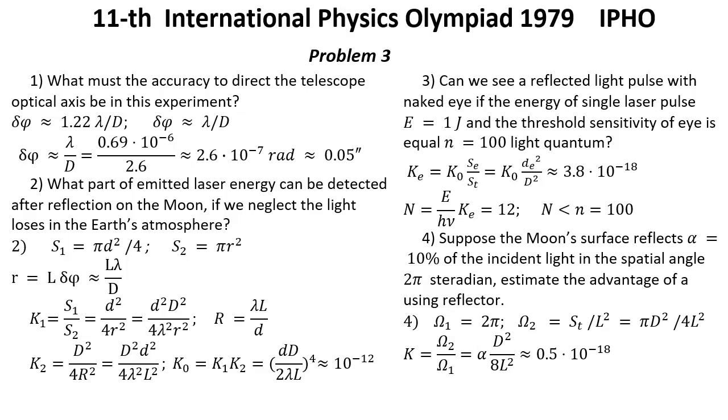Thus, the gain beta, which is obtained through the use of the reflector, is equal to K0 over K, which is 2 multiplied by 10 power 6. That was solution for question 4, and that was full solution for problem number 3.